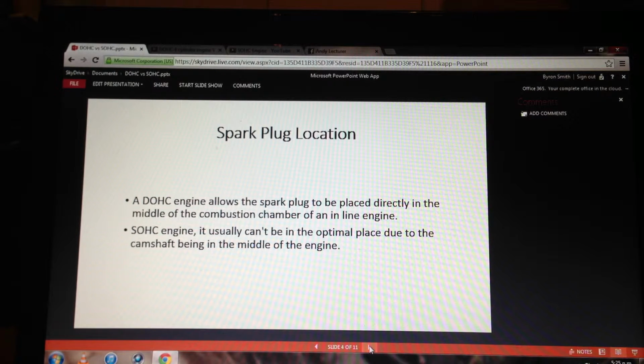Dual overhead cam engines also allow the spark plug to be placed right in the middle of the combustion chamber. This promotes efficient combustion. With single overhead cam, the camshaft is usually in the middle of the head, because it has to drive both the intake and exhaust valves, robbing the spark plug of its optimal location.